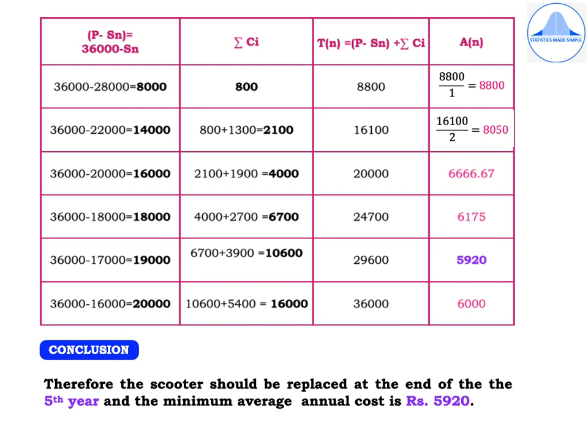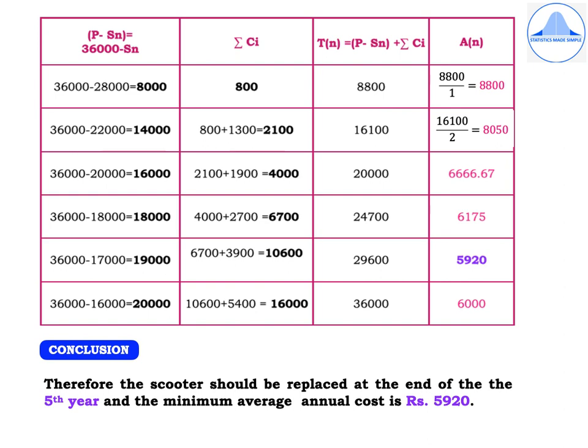The third column, let us calculate P minus Sn plus summation Ci, which is nothing but Tn value. So all you have to do is add the first column and the second column. So the first value we get is 8,800. Similarly, the next value is 16,100, 20,000, 24,700, 29,600, and 36,000.